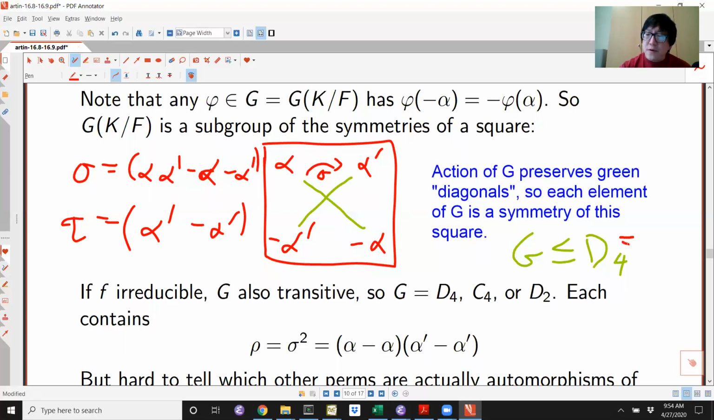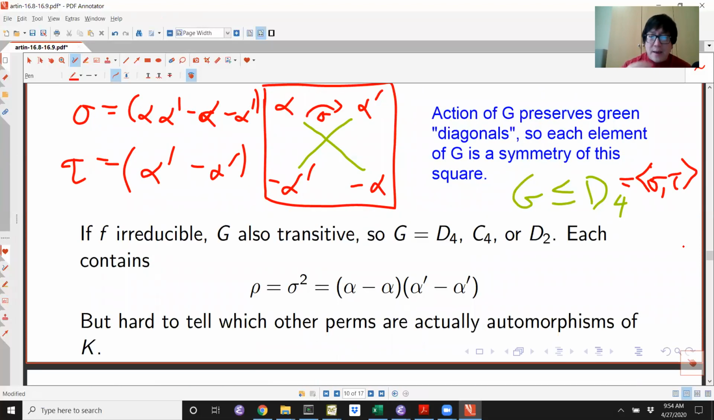Okay, and so D4 is generated by sigma and tau, among other permutations. And so what is this? So this makes no sense. Oh, I drew this wrong. Okay, sorry. No, this does make sense. I just drew it terribly. Right. So G is transitive, and so G is either equal to the full dihedral group on 4 elements, or the cyclic group on 4 elements, or D2.